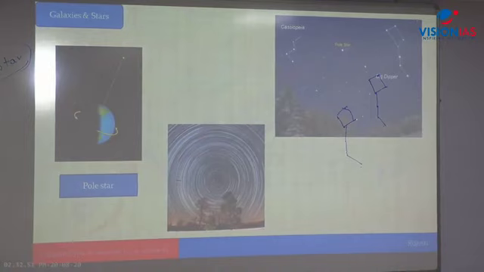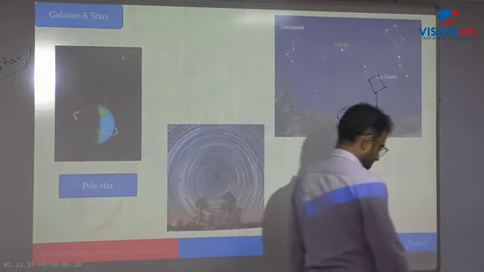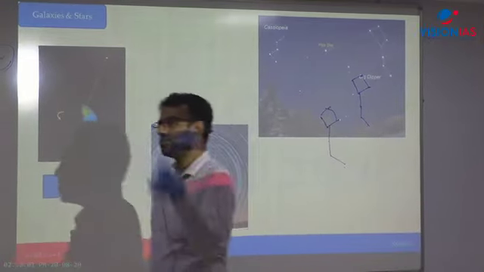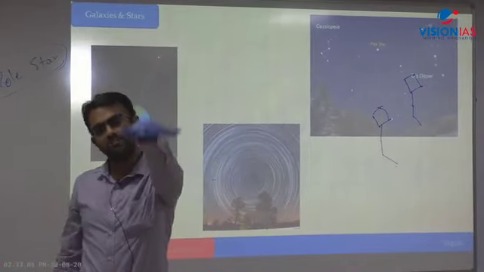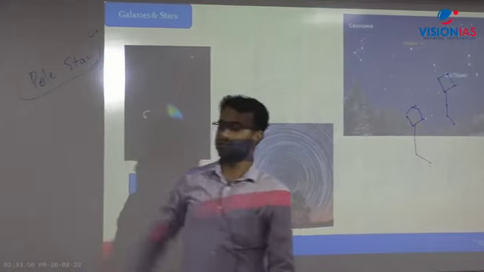So basically all the stars in the sky appear to be moving all through the night except one star in the sky. This star doesn't appear to be moving at all. It's always stationary. All through the night it's in the same position. So that star we call it as pole star.